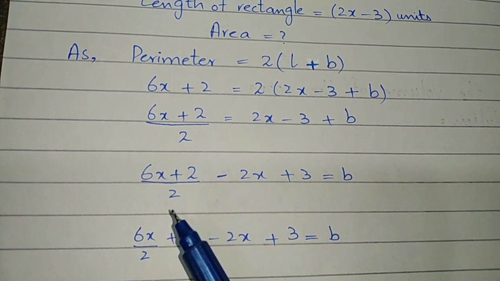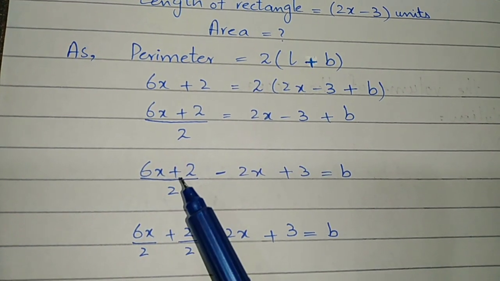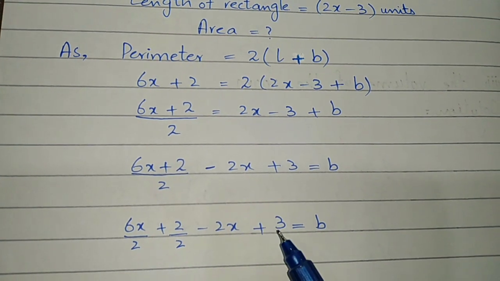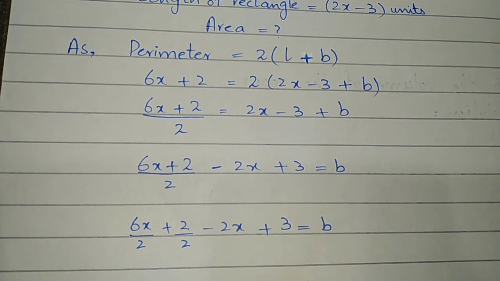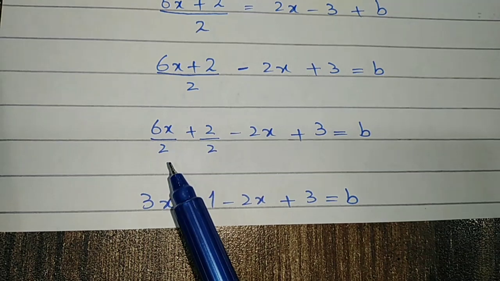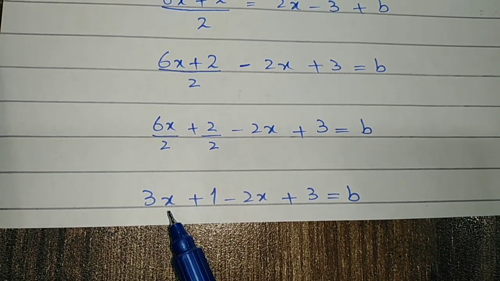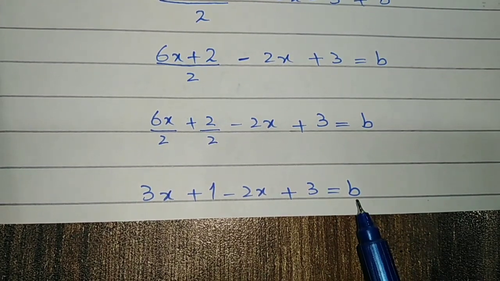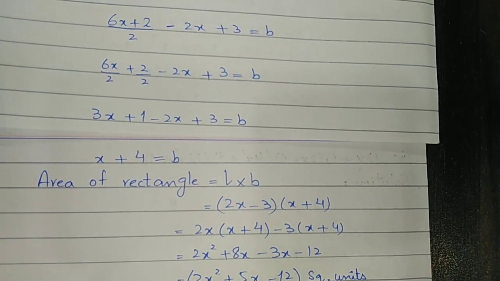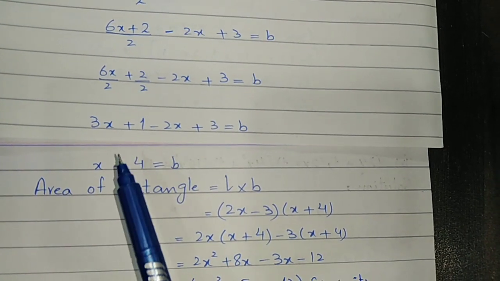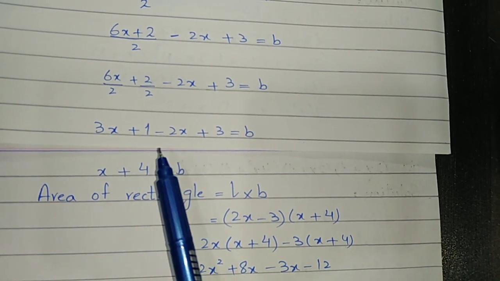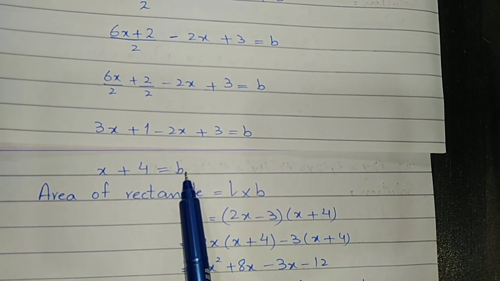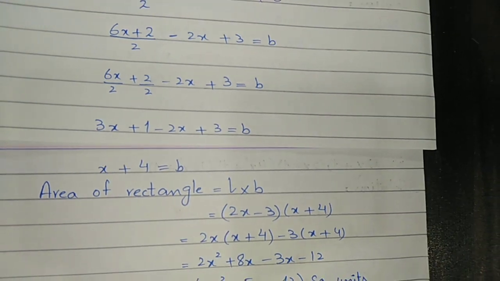Now (6x + 2)/2 means 6x/2 + 2/2 − 2x + 3 equals B. So 2 1s are 2 and 2 3s are 6, that is 3x + 1, and the 2 will be cancelled, then − 2x + 3 equals B. So 3x − 2x is x, plus 1 plus 3, that is +4, equals the breadth. So x + 4 is the value of the breadth.